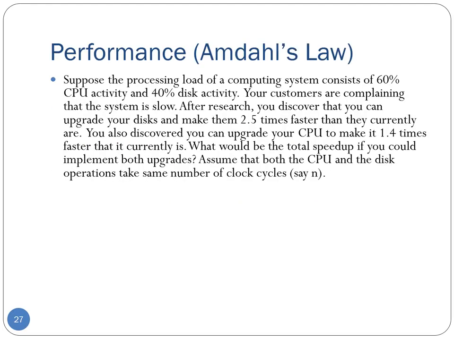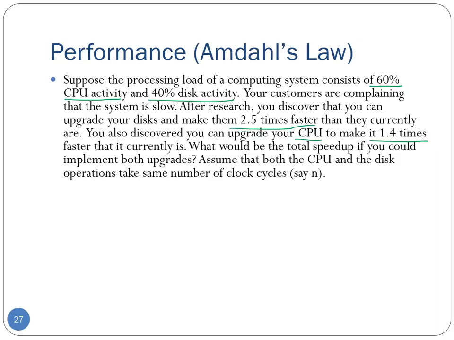So here is another question about the speed up. And now the question says that you have a computing system that consists of 60% of CPU activity and 40% of hard disk activity. The customers are complaining that the system is slow, and therefore you do some research and you discover that you can upgrade your disks and make them 2.5 times faster. So this is the speed up you can get on the disk, and you can also upgrade the CPU and make it 1.4 times faster. Okay, now the question is what would be the total speed up if you could implement both the upgrades?